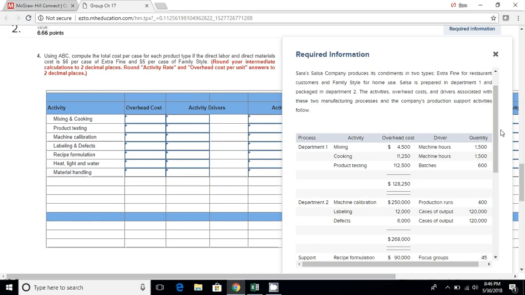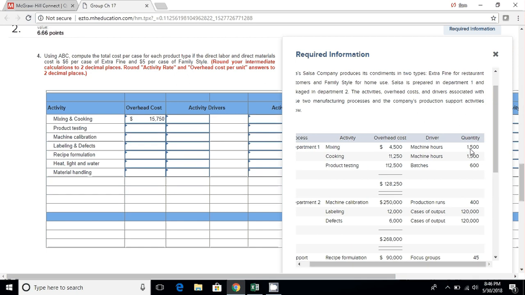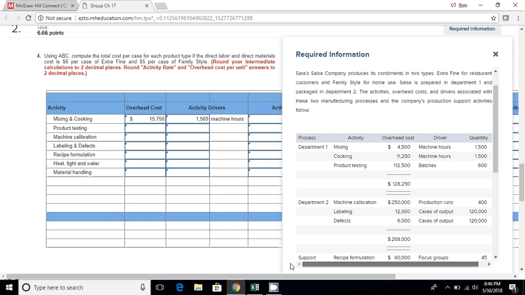So what we need to do is, first they're asking us just to put the overhead cost in here for these things. Well, mixing and cooking, if we just need the overhead cost for those things, we just got to add it together. 11,250 plus the 4,500 is 15,750. Okay, and then it says based on what activity? Well, it's based on 1,500 machine hours, right? Clearly, they're both based on 1,500 machine hours, and that's the same 1,500 machine hours. Don't get that mixed up. A lot of people want to put 3,000 there. It's still only working for 1,500 machine hours. It's not working double that time.